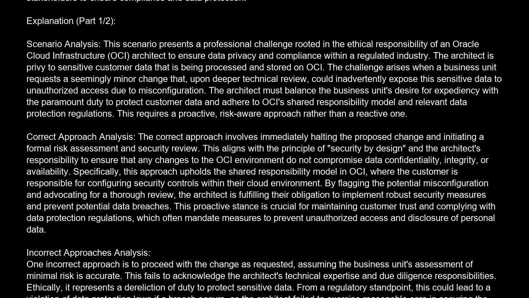This scenario presents a professional challenge rooted in the ethical responsibility of an Oracle Cloud Infrastructure (OCI) architect to ensure data privacy and compliance within a regulated industry. The architect is privy to sensitive customer data that is being processed and stored on OCI. The challenge arises when a business unit requests a seemingly minor change that, upon deeper technical review, could inadvertently expose this sensitive data to unauthorized access due to misconfiguration.